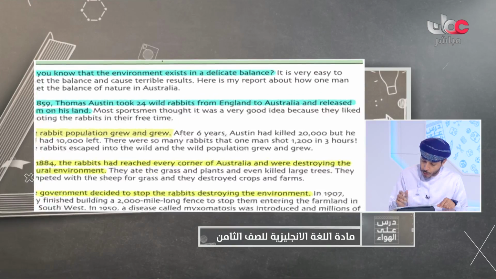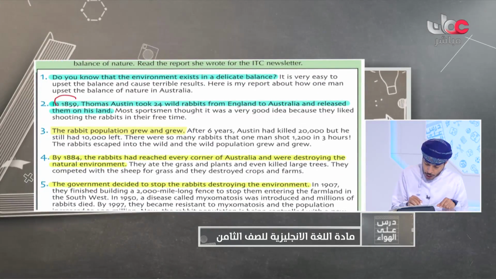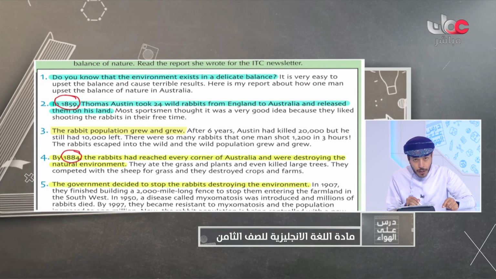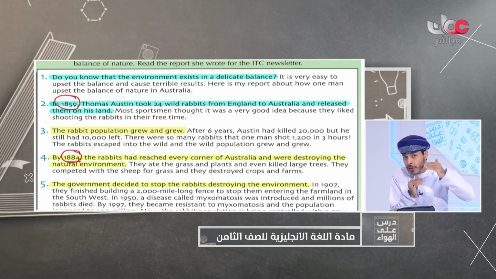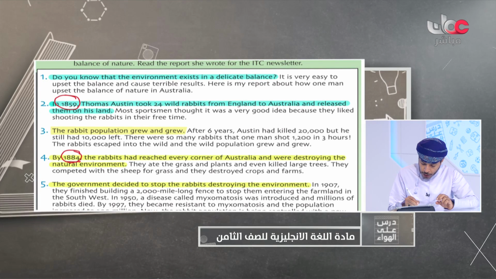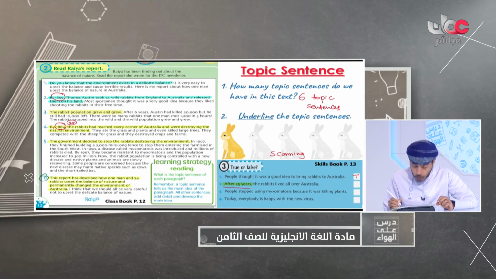I will put them in red. Okay, we have this one and we have this one, 1859 and 1884. And if we see the difference between the 2 periods of time, we can see that there is a 25 years. And this is what we meant by after 25 years.